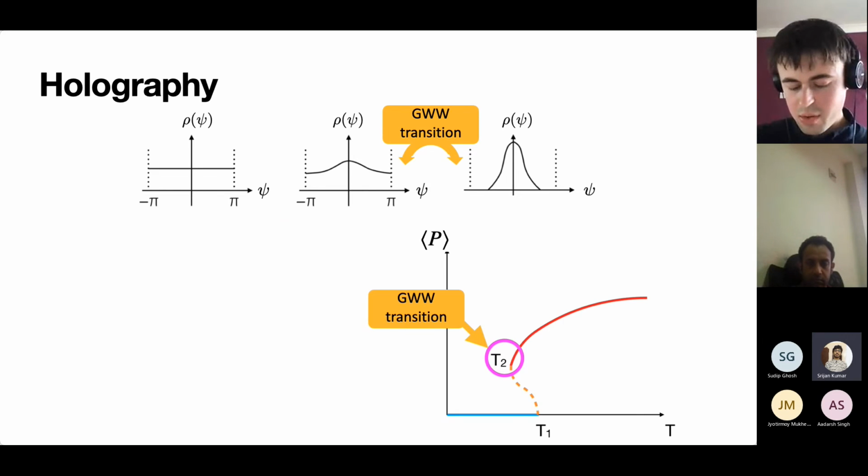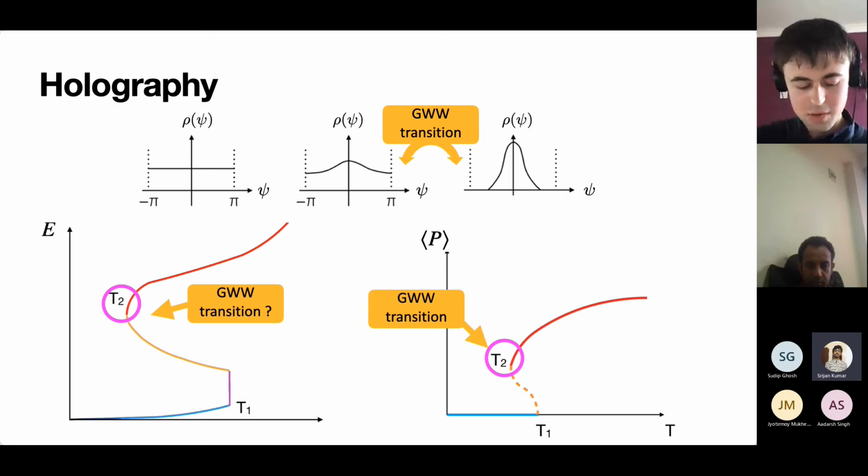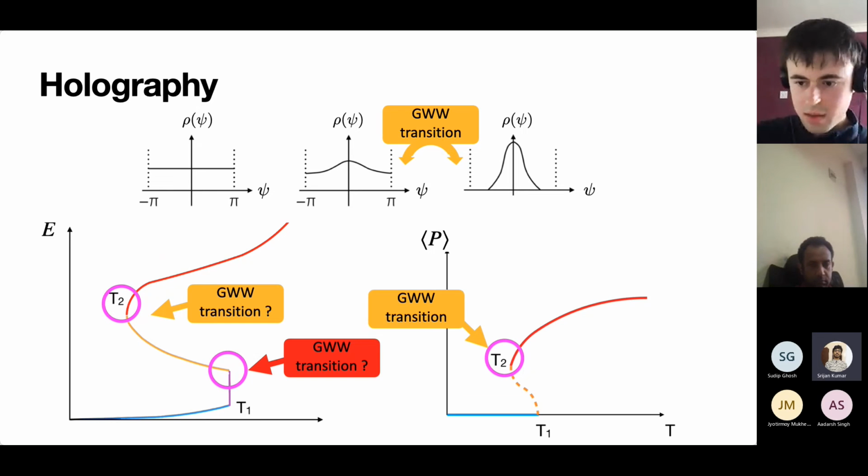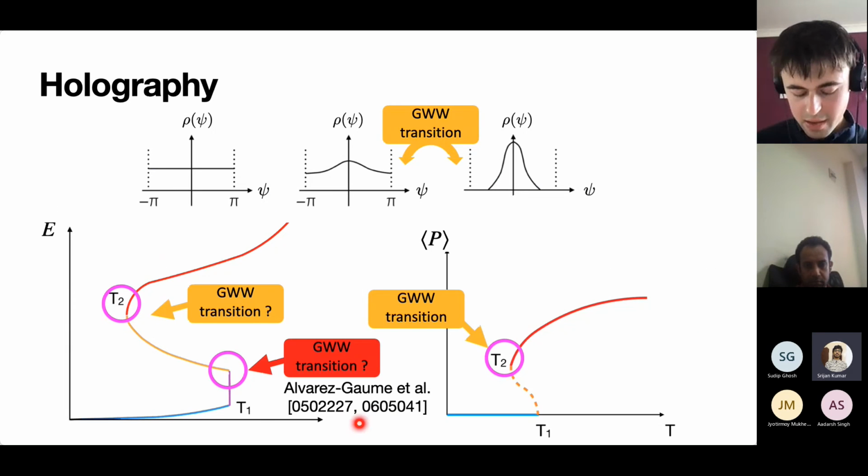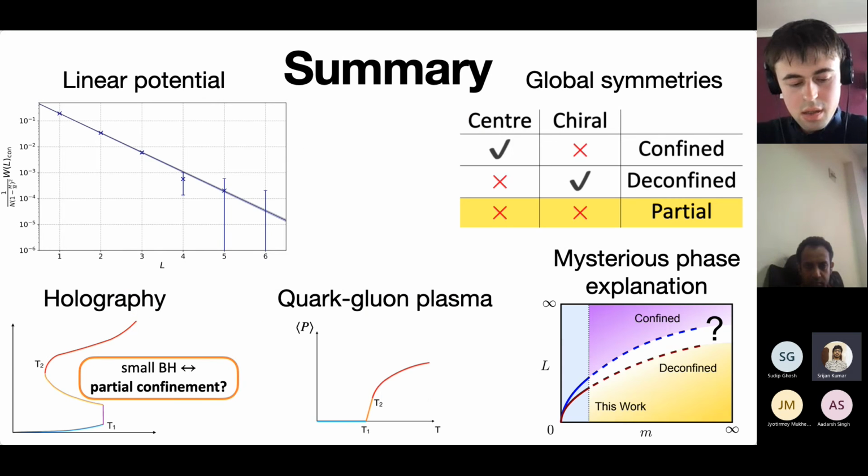So related to that question would be, where is the Gross-Witten-Wadia transition in holography in the phase diagram of black holes? So if we are right that this is the partially confined phase, then we would expect to find it here. But there are other researchers who think that it will be at the Horowitz-Polchinski point, as described by these papers here. And so that would be an open question.